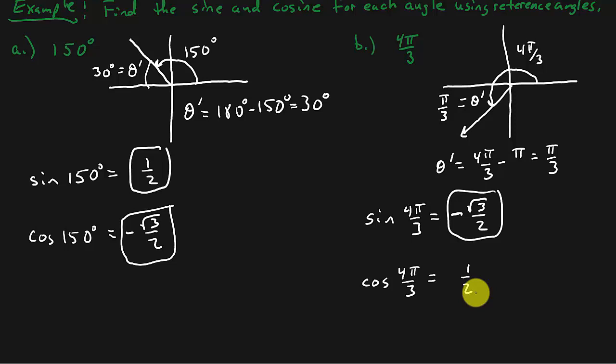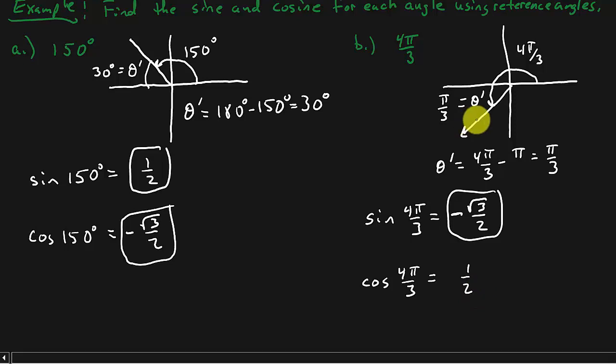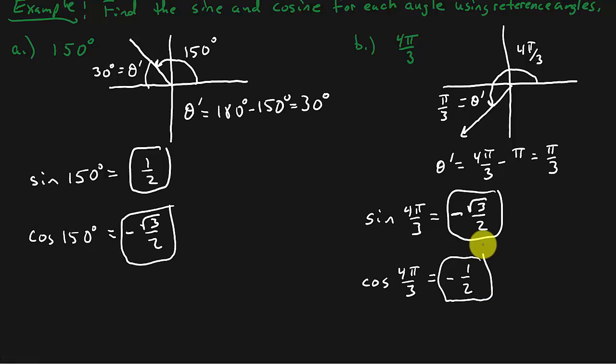Now, is it positive or negative? Well, what quadrant am I in? I'm in the third quadrant. Cosine is negative in the third quadrant. There's your answer.